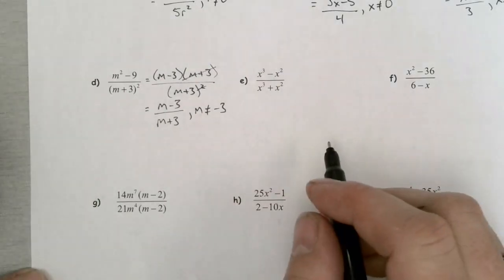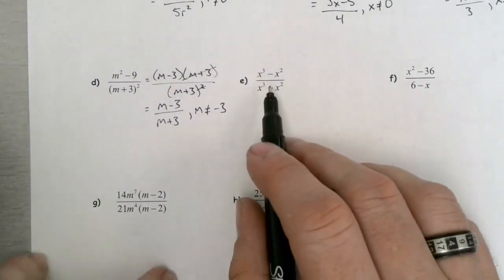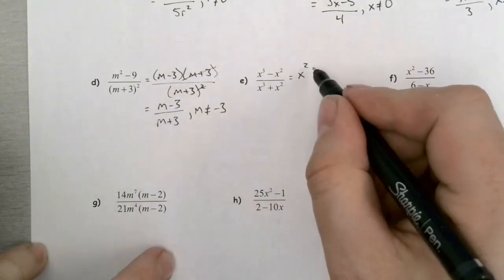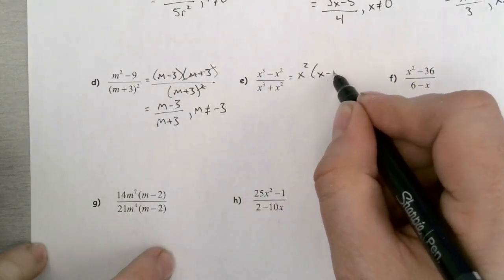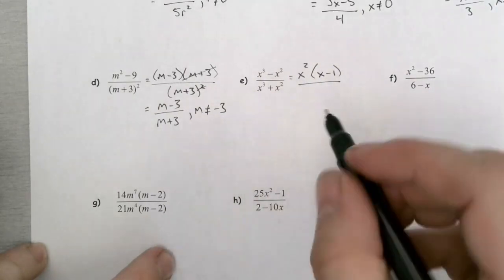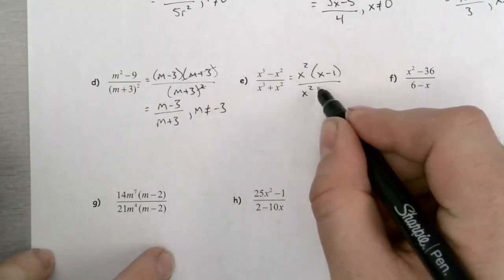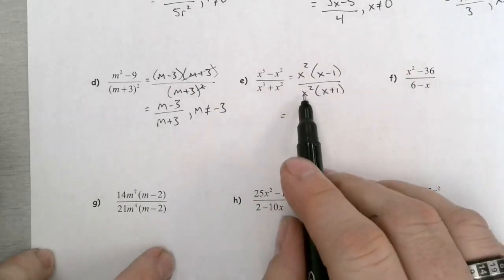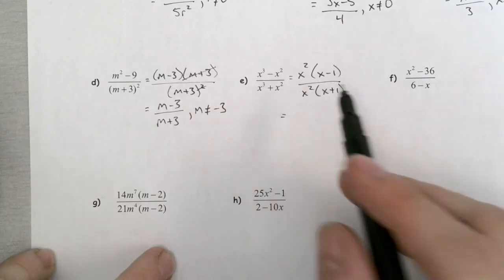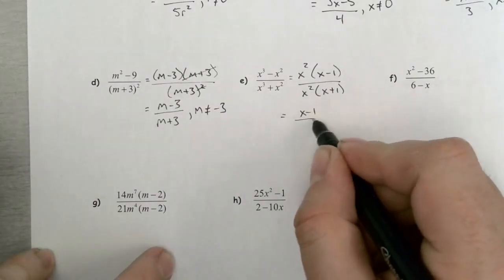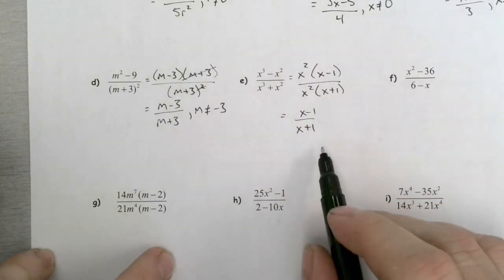Next one I got to look at a little bit. It's not a difference of squares, but I do have a common x squared there, which is going to leave me with an x minus 1. And then in the denominator, I'm going to have a common x squared as well, but that's going to leave me with an x plus 1. So the x squared divided by x squared, that's going to become 1.